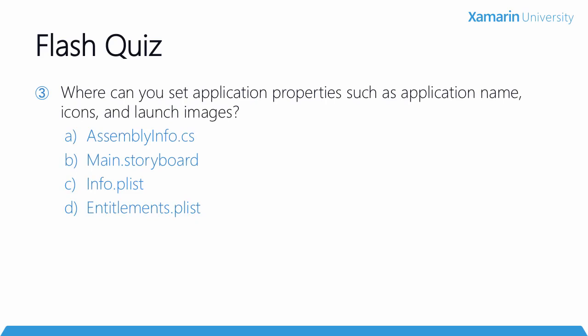Question number 3. Where can you set application properties such as application name, icons, and launch images? A, assembly info.cs, B, main storyboard, C, info plist, or D, entitlements plist? And the answer is info plist. Remember, this is our application level metadata supplied to the operating system.